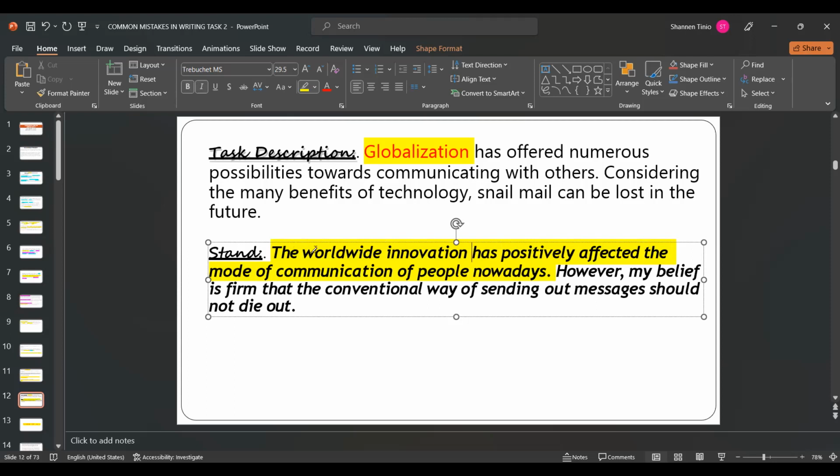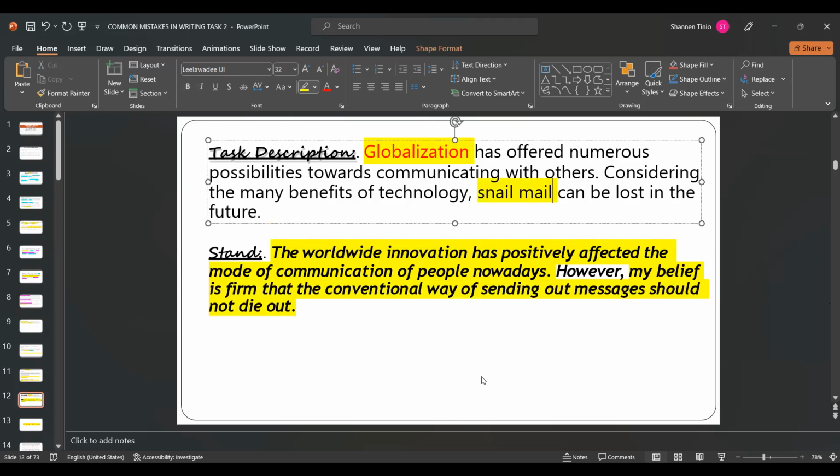Pinaraphrase niya, after paraphrasing it, sinabi niya yung opinion niya. My belief is firm that the conventional way of sending out messages should not die. So, ayaw daw niyang mawala yung snail mail. So, the stand is, ayaw niyang mawala yung snail mail at okay lang, ang sinasabi niya dito, okay lang naman yung globalization. It does have positive effects. But the thing is, ayaw niya daw mawala pa rin yung traditional way.